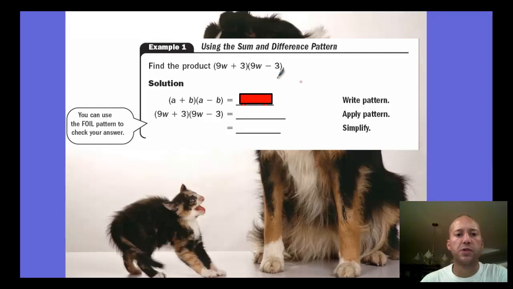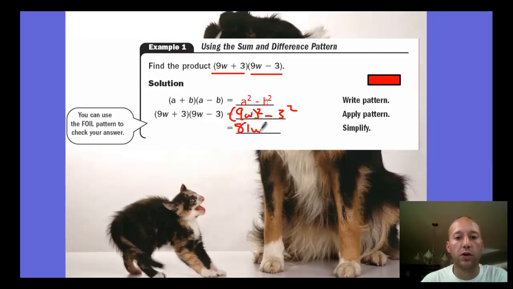So a few more examples here. Find the product of 9w plus 3 times 9w minus 3. You need to recognize that that's a difference of perfect squares, which was this pattern. So you square each term and put the minus between them. And so I'd have the quantity 9w squared minus 3 squared. And I can simplify that. This is 81w squared minus 9.